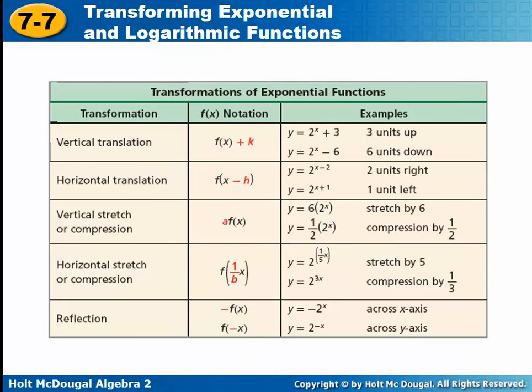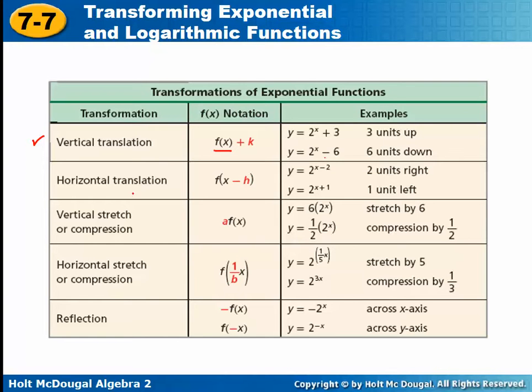Here are the transformations of exponential functions. For a vertical translation, you will have your function and just add a number at the end. So if we have y equals 2 to the x, adding 3 after the 2 to the x will move it 3 units up. Subtracting 6 at the end would move it 6 units down.